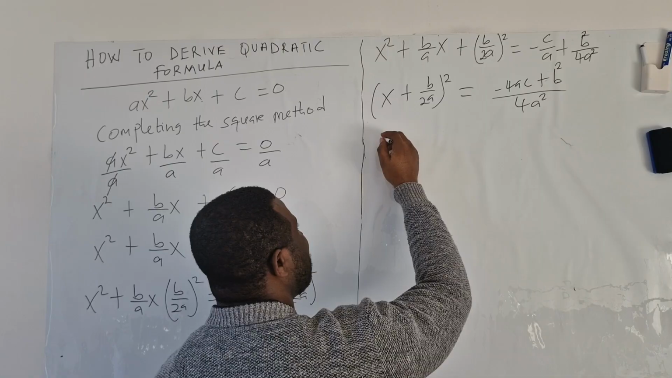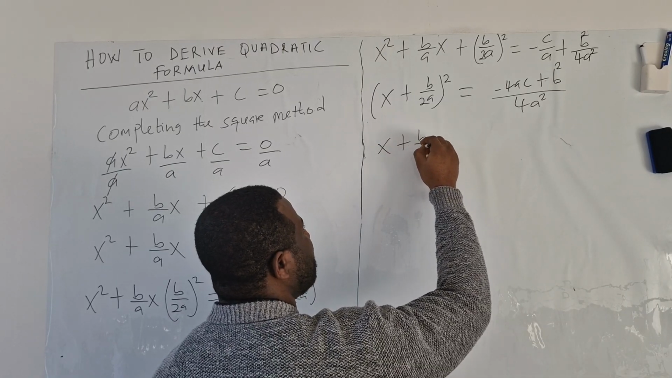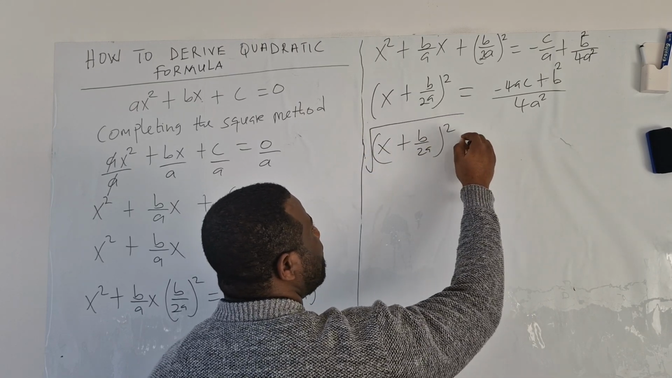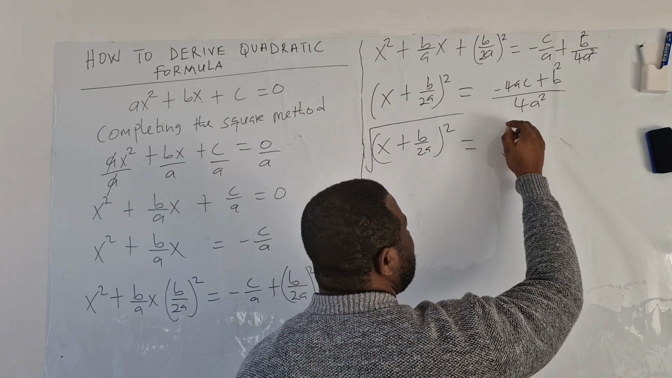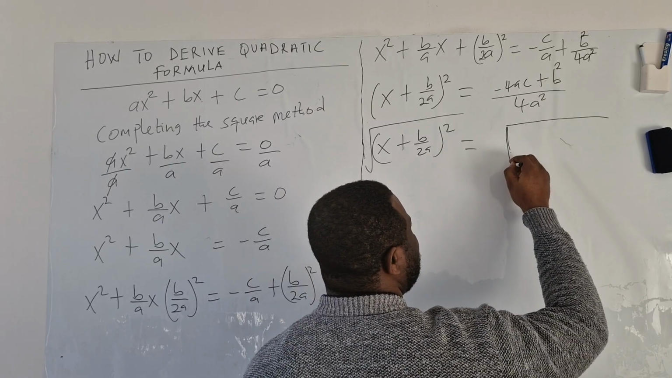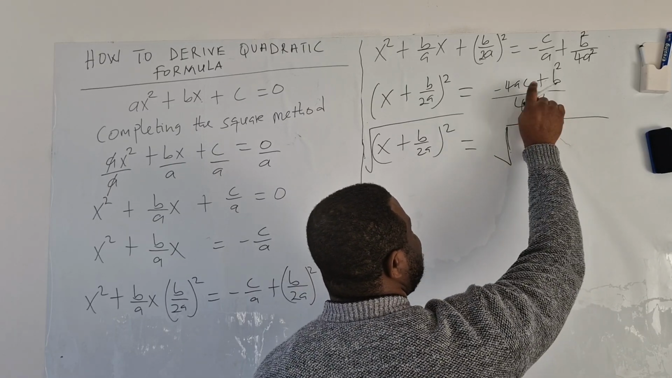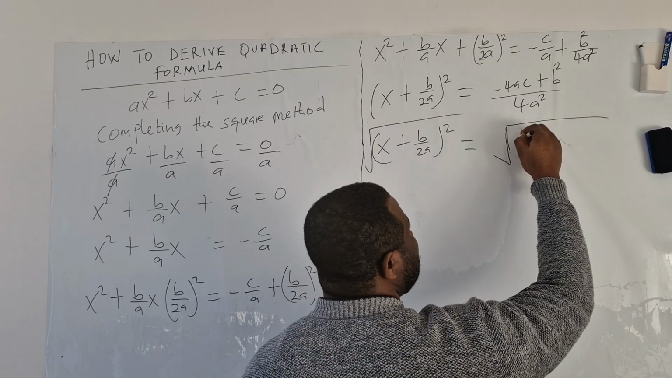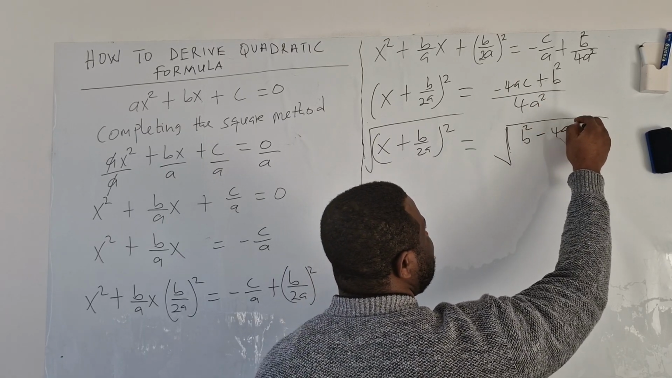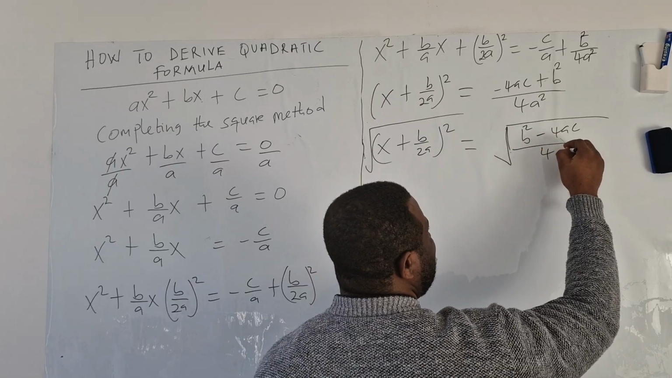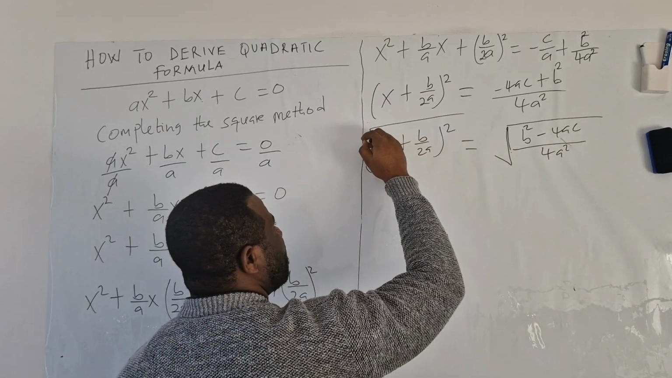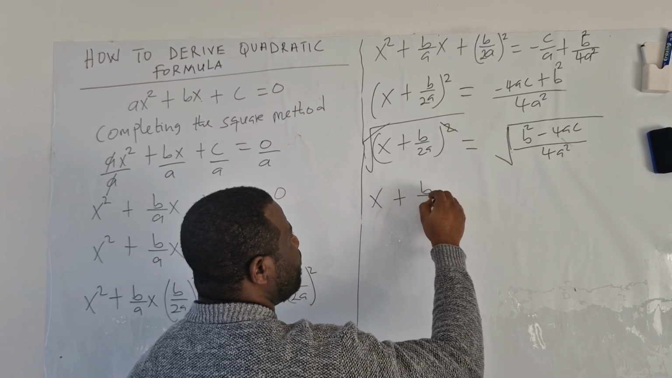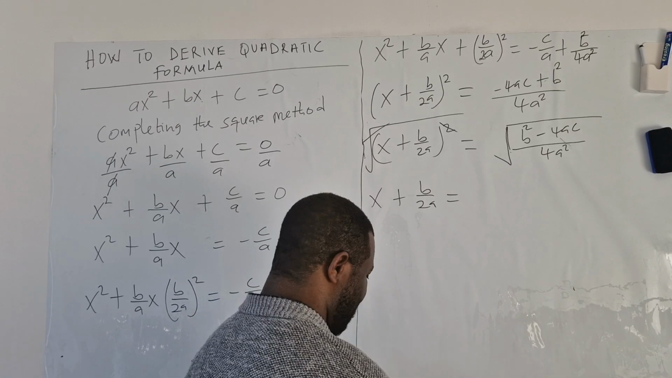So at this point, you are going to have x plus b on 2a all squared. Then we give a square root here. And this is equal to square root of, we can just interchange the position of b squared and minus 4ac so that the minus will go inside. So b squared minus 4ac all over 4a squared. At this point, the root will cancel out the square, and then we are left with x plus b on 2a is equal to.